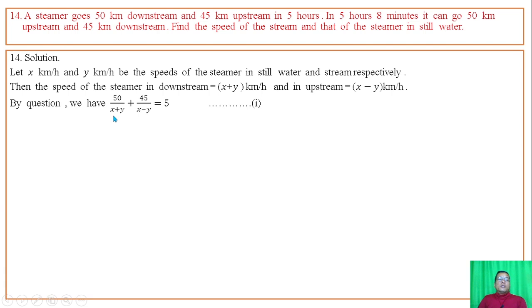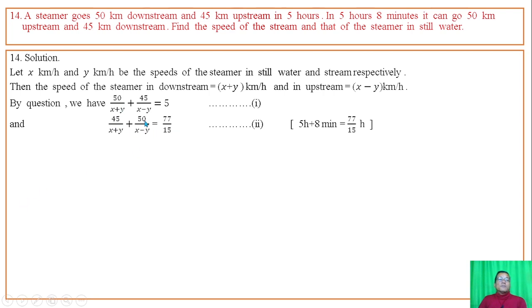By the equation s equals v t, time is t equals s by v. So the time for 50 km and 45 km at these speeds gives 5 hours. Similarly, 5 hours 8 minutes is 77 by 15 hours, with the upstream and downstream distances swapped. We get two equations, and we solve them.